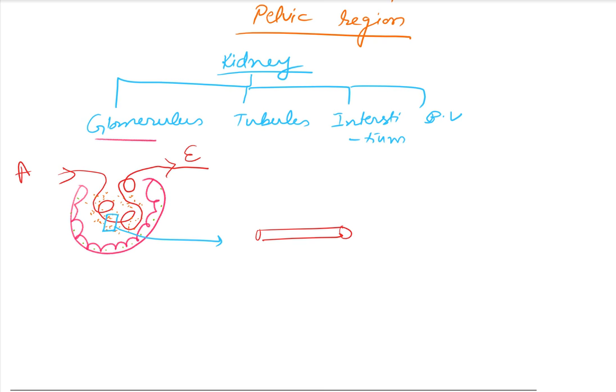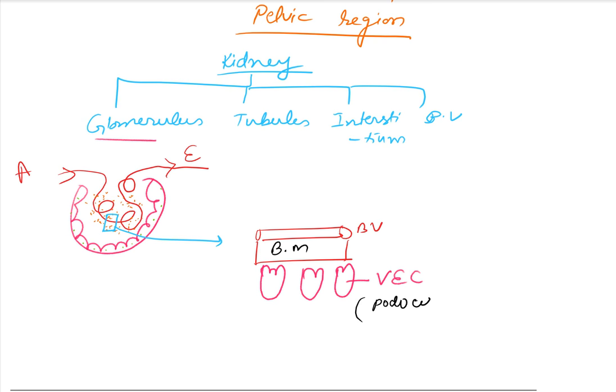See, this is the blood vessel. It rests on the basement membrane. This is the basement membrane, and we have visceral epithelial cells, also known as podocytes. Now, the blood vessel here is fenestrated. The capillary is fenestrated and has a size of 70 to 100 nanometer.